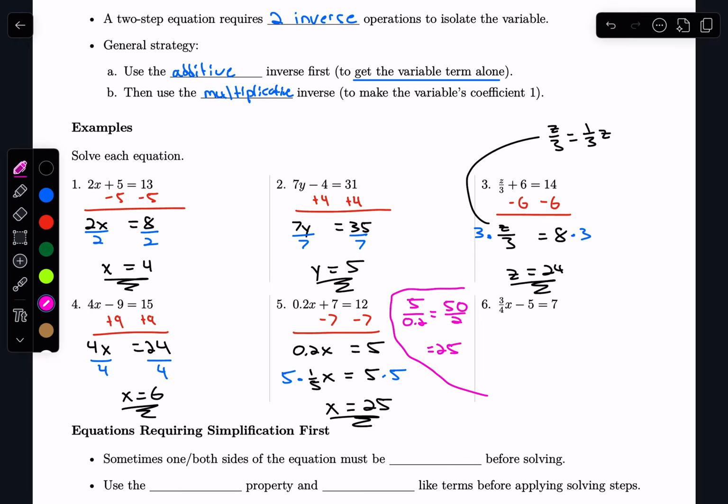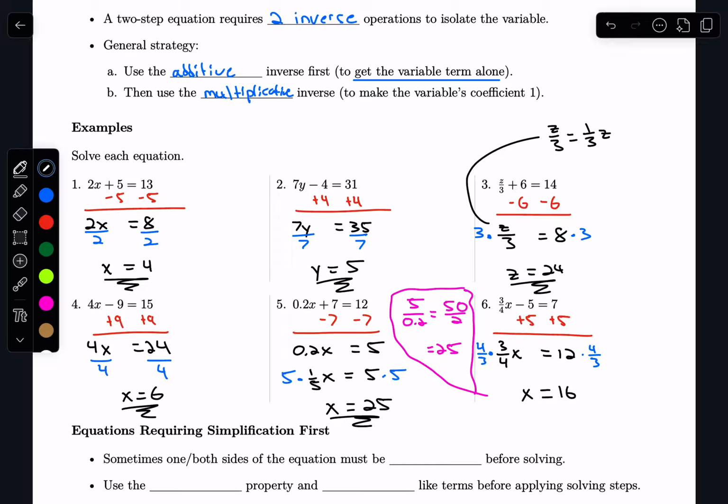All right, all that said, number 6, we have 3/4 x minus 5 equals 7. I'm going to start with the additive inverse. So I'm going to add 5 to both sides. This leaves me with 3/4 times x is equal to 12. And then now the multiplicative inverse of this, I am going to multiply both sides here by the reciprocal of 3/4, which is 4/3. On the left side, I just get x. And on the right side, we can think of this as 12 times 4 and then divided by 3, which would be 48 divided by 3. So that gives us 16.